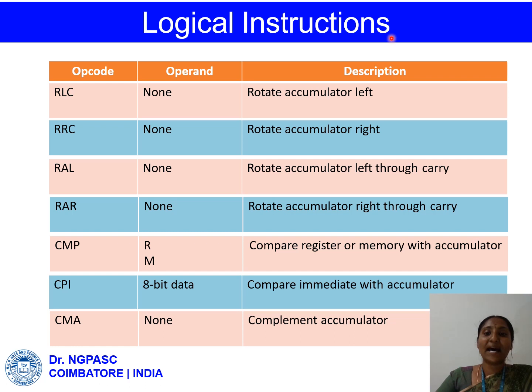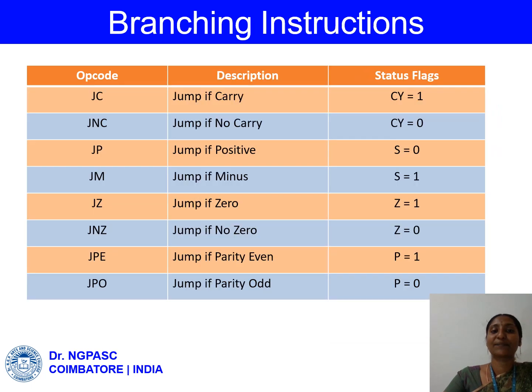This next one is compare. Comparison just compares the data with the accumulator. If A is equal to the data, the zero flag is set. If A is less than the data, the carry flag is set. If A is greater than the data, the carry and zero flags are both reset. So there are conditions for compare, and CPI is compare immediate. And finally, CMA complements the accumulator. The content in the accumulator is simply complemented and the result is stored.